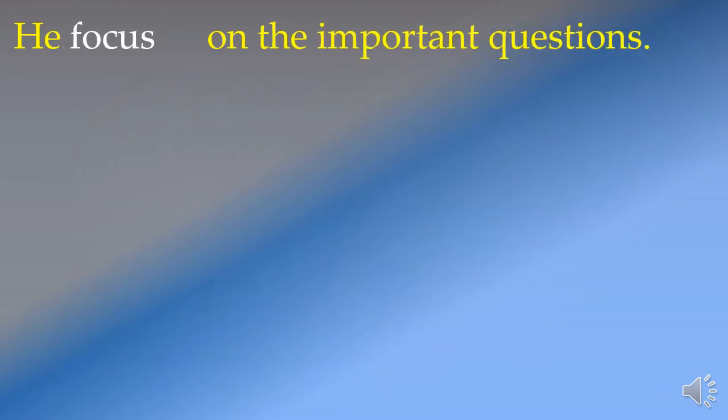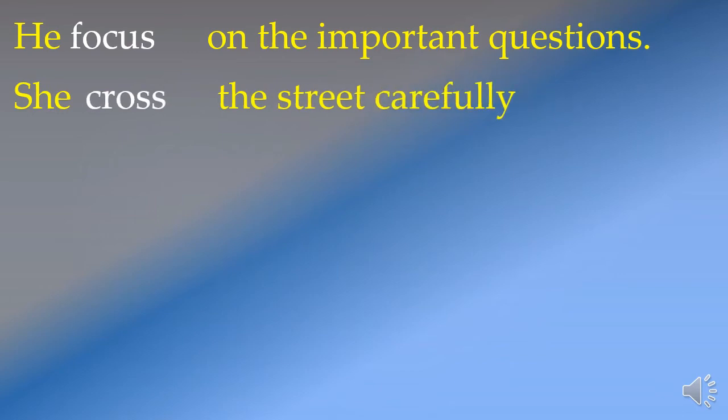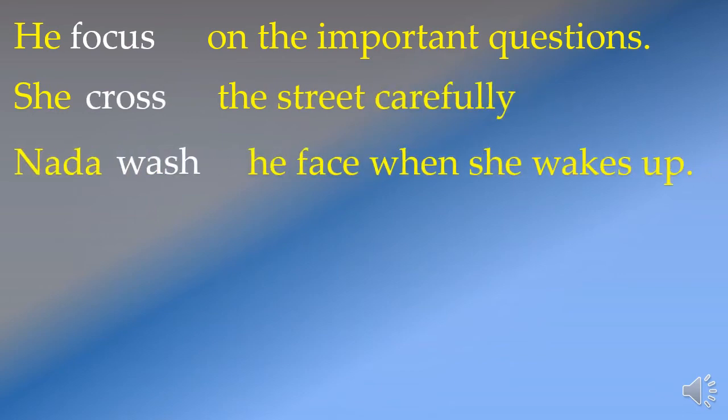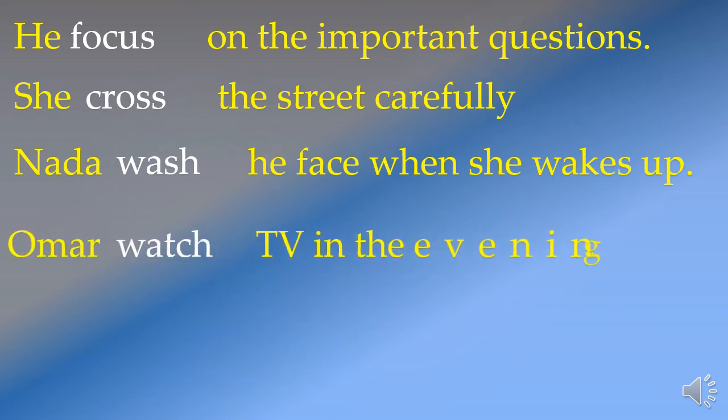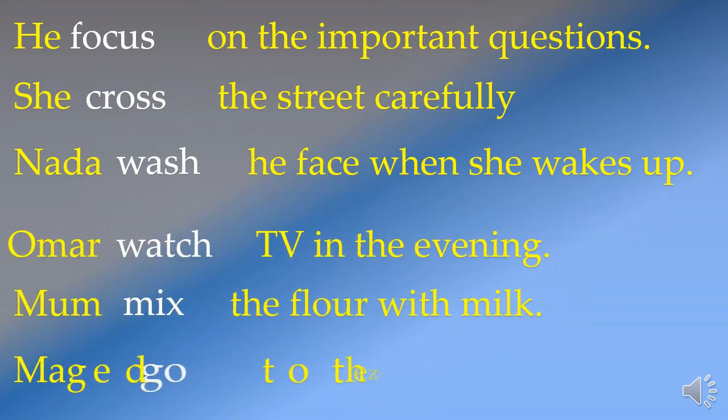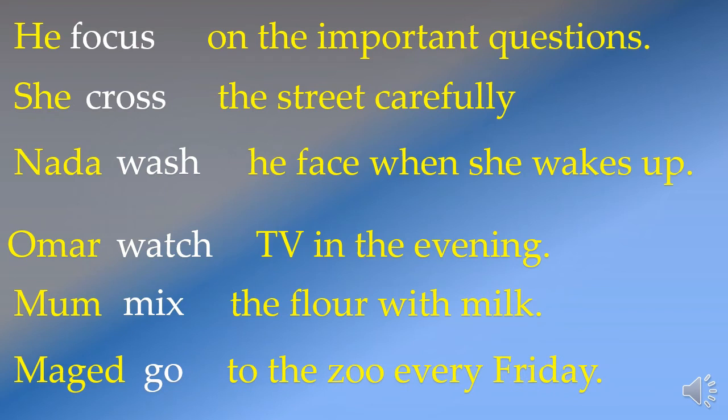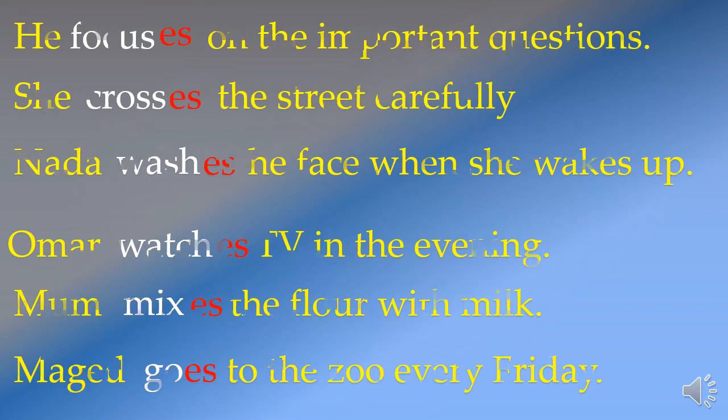He focused on the important questions, as we said before. Is it correct? No, it isn't correct. It must be he focuses. She crossed. Is it correct? No, she crosses. In the same way, we are going to do the same: Nada washes, Omar watches, Mom walks, Maged goes. So let's correct the following sentences. We add es.